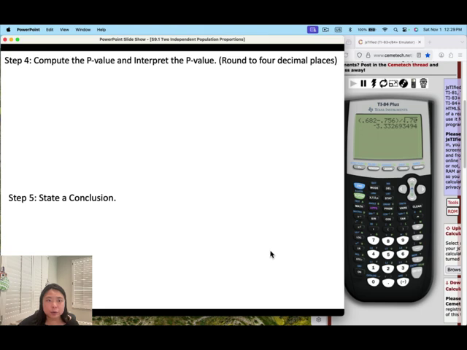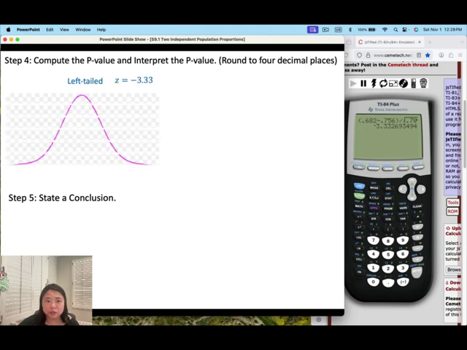Okay, then compute the p-value and interpret the p-value. So we do have a left tail test, and we found the test statistic, negative 3.33. My picture looks like this. The left tail test statistic will be on this point, and my p-value will be the area of the left tail here.